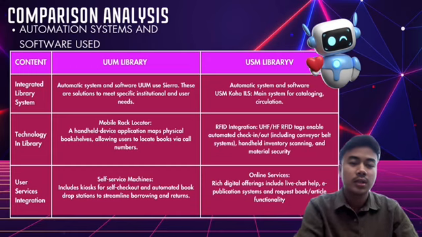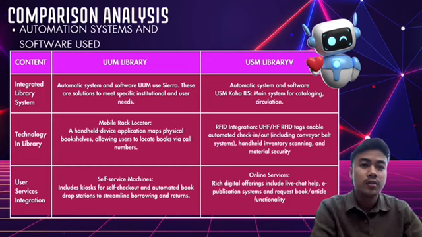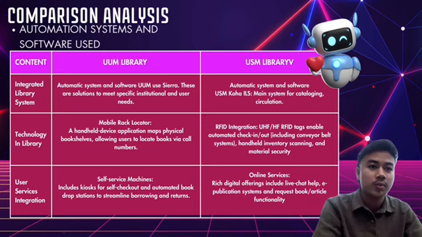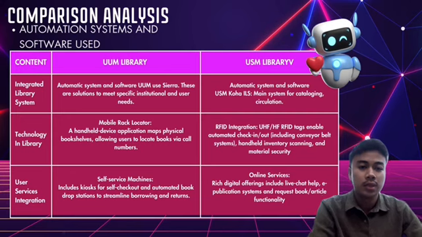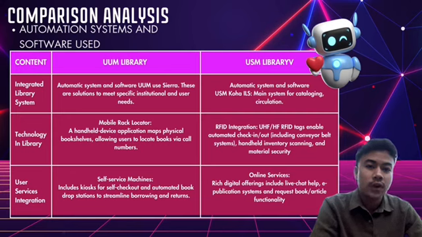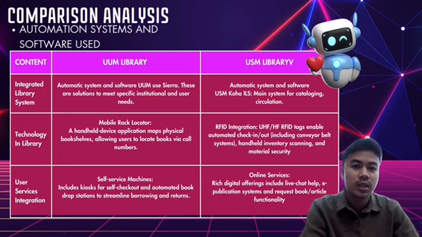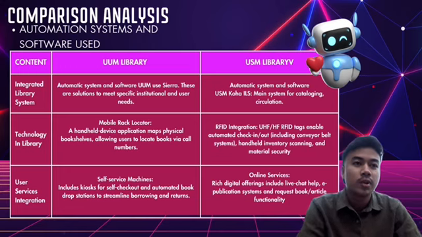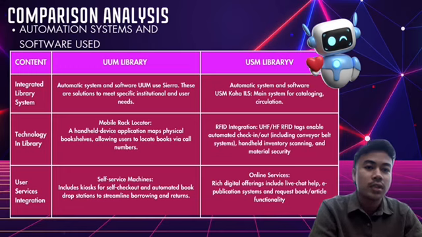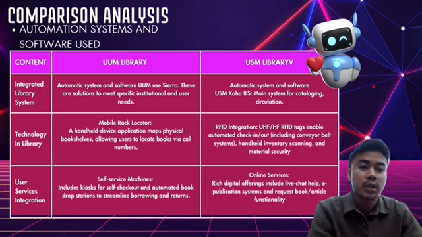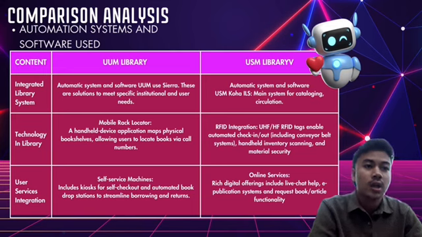The second one is technology in library. UUM Library uses a mobile web locator, a handheld device application that maps the physical bookshelf, allowing users to locate a book via call number. Through this, you can find the address of the book, making it easier for staff to arrange and organize the books. And then USM Library uses RFID integration. UHF RFID enables automated check-in and check-out, including conveyor belt system, handheld inventory scanning and material security.